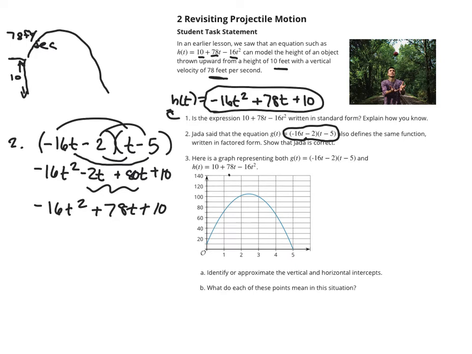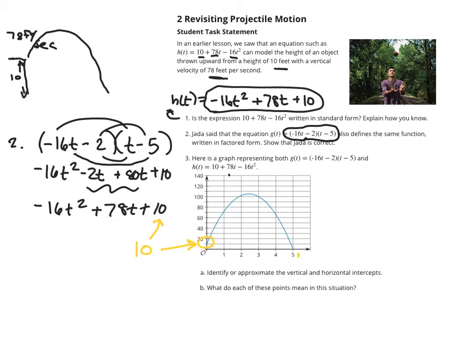Here's a graph representing both the factored form and the standard form. Identify or approximate the vertical and horizontal intercepts. So if I look right here, let me change colors, the vertical intercept is 10. And I actually know that because of the constant in my standard form. That is where we're throwing the projectile object from, 10 feet above the ground, right?